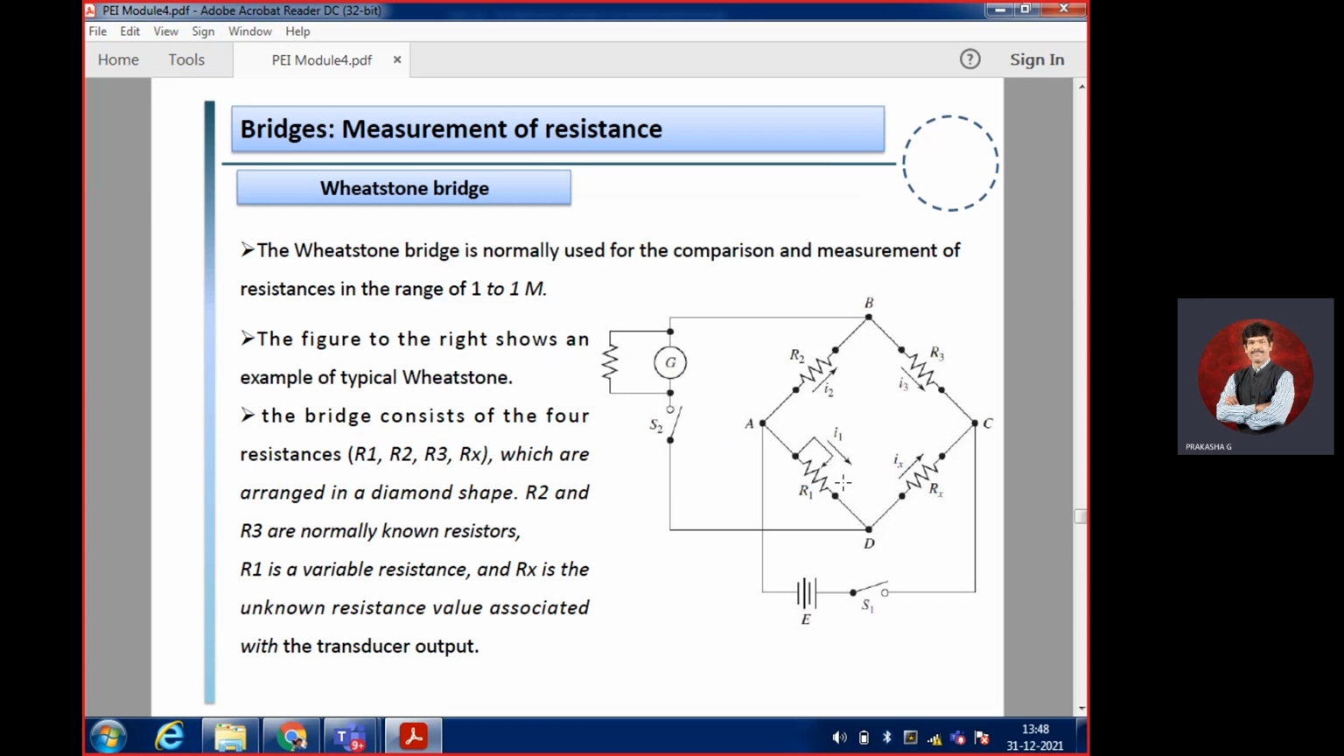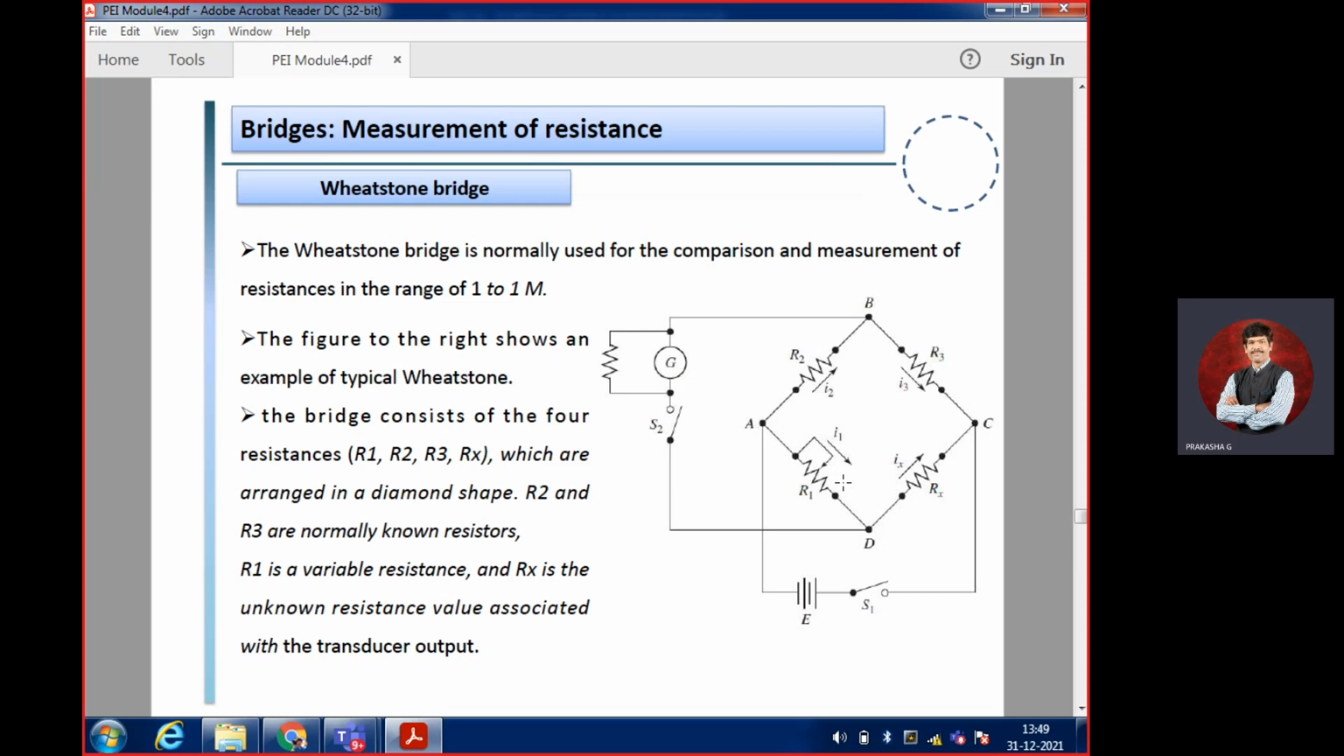These are arranged in a bridge. R2 and R3 are normally known resistors. R1 is a variable resistance. Rx is the unknown resistance value associated with the transducer's output. There are two switches given, not required, just given for the sake of it. Even without the switch you are able to work with the circuit and execute it.